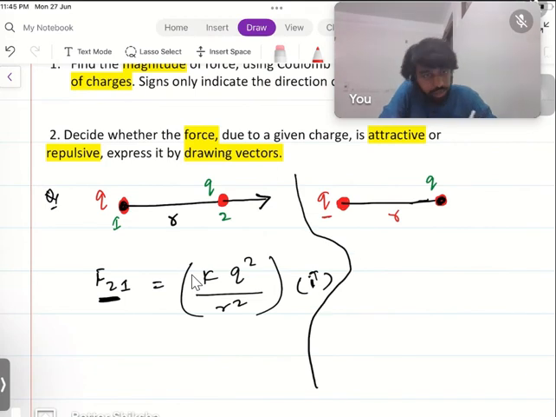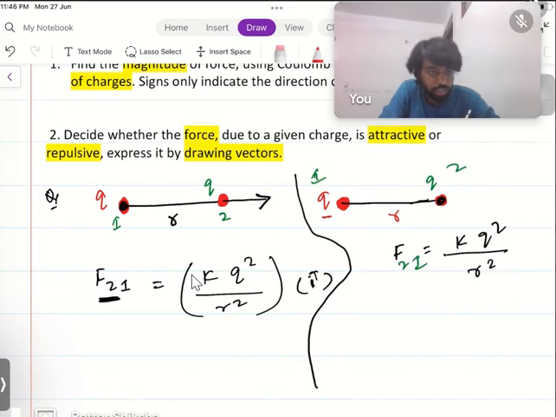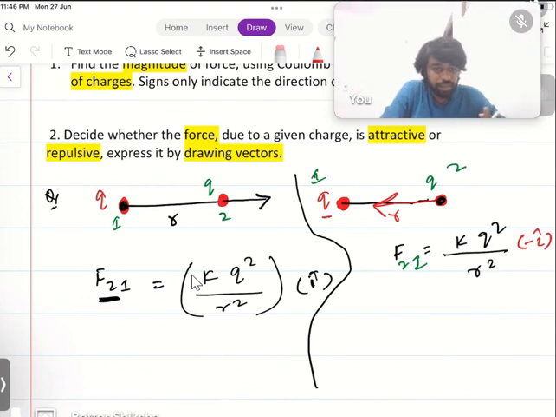Let's say for this case, again my point of interest is the green one. The magnitude of the force is again k q squared by r squared, ignoring the sign here. Now you look at the charges. Let's say this is charge 1 and this is charge 2. You want to calculate the force on charge 2 by 1. Looking at the sign, charge 1 is negative and attracts, so it goes in the negative direction, so minus i, right? These are some examples where you can understand how to draw vectors for individual forces, right?